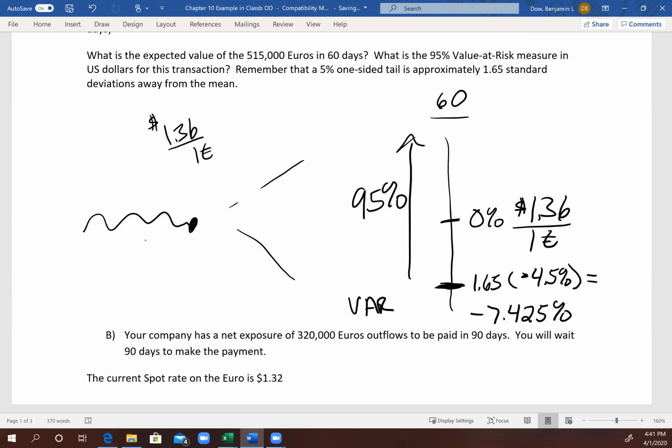Now remember, what do I expect? I expect 515,000 euros to be worth $1.36. I expect the transaction to be worth $700,400 in 60 days. What's the worst case scenario? What's the value at risk?